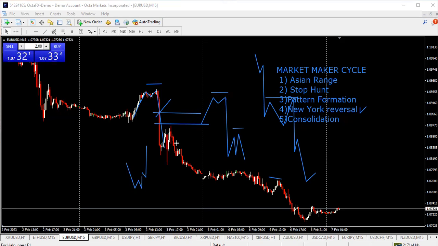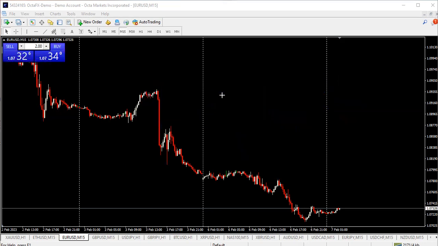Okay, because most of the time I've gotten to know that not every time there's going to be a New York reversal. But if you are going to be seeing a New York reversal, then you are going to be seeing a pattern forming. Take for instance, let me clear all this. Take for instance, this level. Now, the market came here, right? We expected, look at what it did.